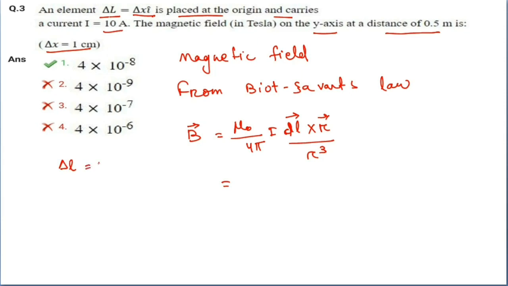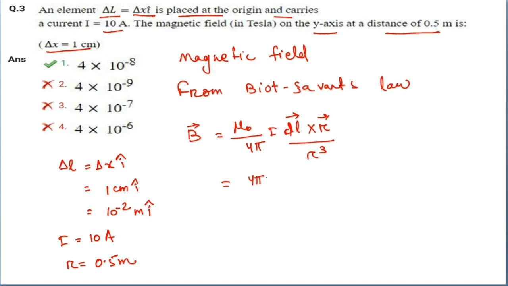And here delta L or dl is given as delta x i cap, and delta x value is 1 centimeter i cap. We can write 10 to the power minus 2 meter i cap. Okay, and value of I is given as 10 ampere, and distance, that is r, is given as 0.5 meter. Now let's put the values.